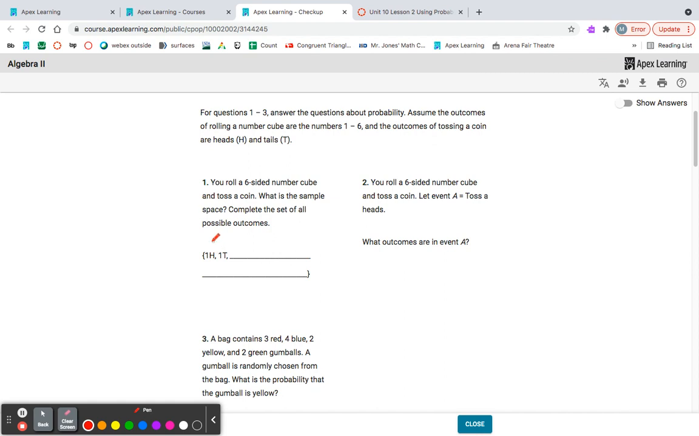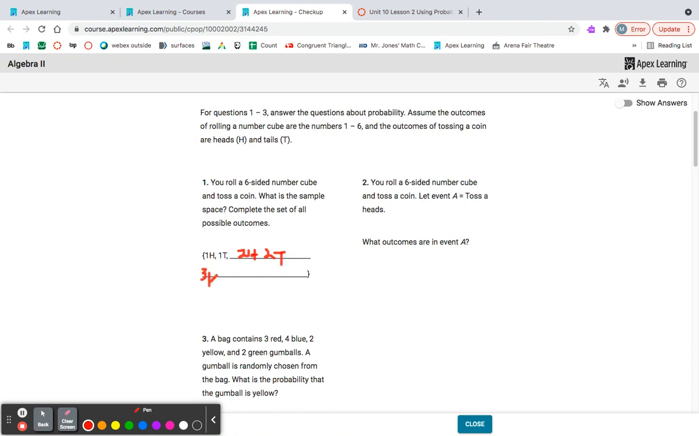So they're saying one thing that could happen is I could roll a 1 and get a head, or I could roll a 1 and get a tails. Guess what? I can roll a 2 and get a heads. I can roll a 2 and get a tails. They want us to do the whole thing, all right? Because that's the sample space. So I can do a 3 and a head.